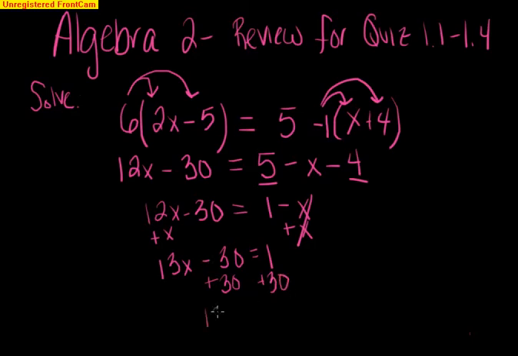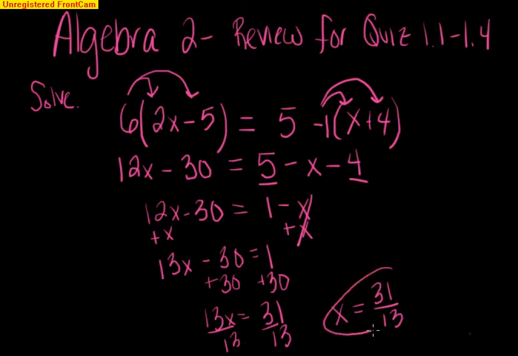So I have 13x equals 31. And then my last step is to divide by 13. And my answer is that x equals 31/13, which seems kind of like a strange answer, but it does not reduce. I prefer that you leave it as an improper fraction. Don't write it as a mixed number. And this is the final answer that I would be looking for on the test.